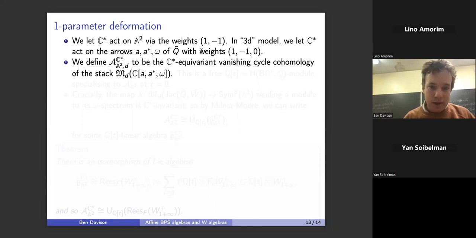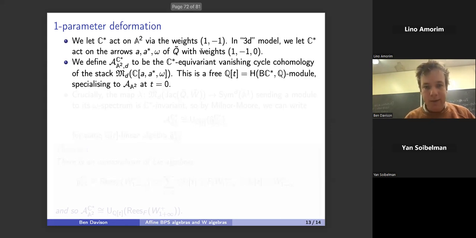And so, yeah, we just take as the graded piece, the C star, the derived global sections of the C star equivariant vanishing cycle sheaf on this stack. And using purity, in fact, one can show that this is a free module over the cohomology of BC star, where this BC star isn't the BC star that appeared earlier in the definition of the raising operators. It's really a sort of deformation parameter that's playing a completely different role.